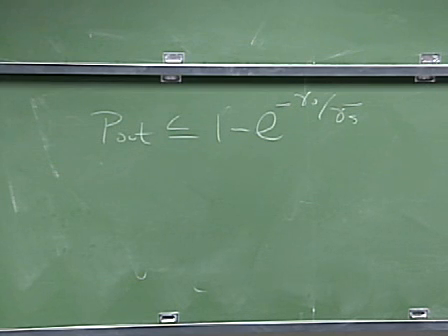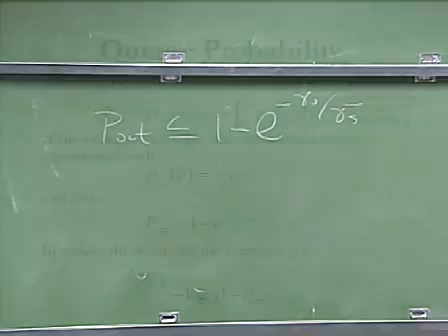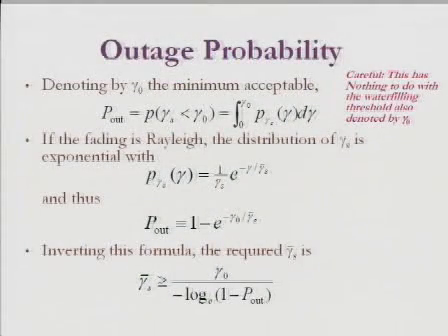So I made this into an inequality, and now I can just take a log on both sides and clear this out. And I get that for this inequality to be true, I need that gamma S bar, the average of the fading, has to be larger than gamma 0 divided by minus the log of 1 minus P out.